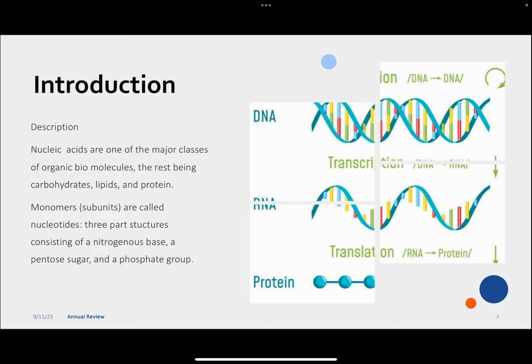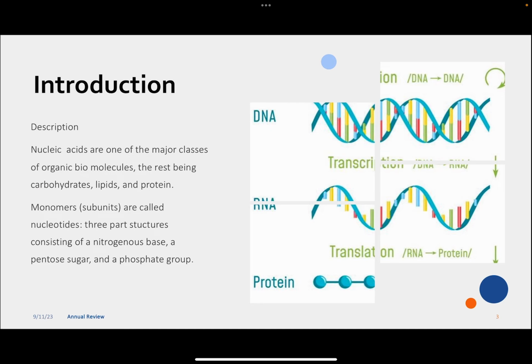Then we go on to the monomers. Monomers are subunits, which are called nucleotides. These are three-part structures consisting of a nitrogenous base, a pentose sugar, and a phosphate group. There are also two types of nucleic acid, which are DNA and RNA.